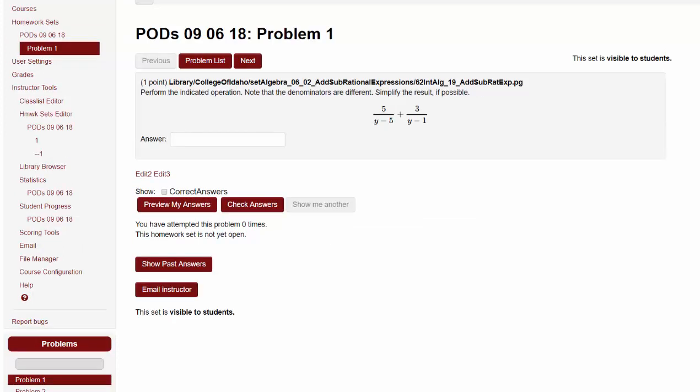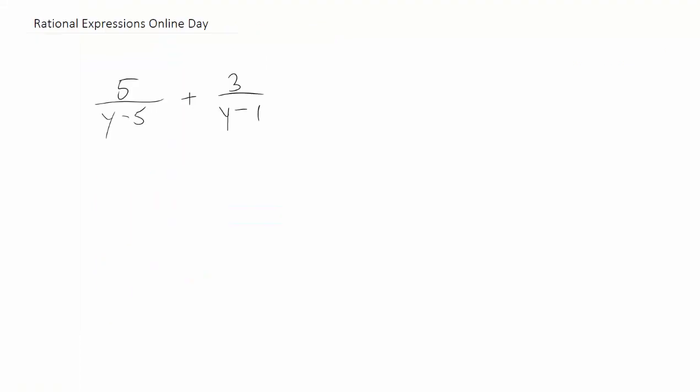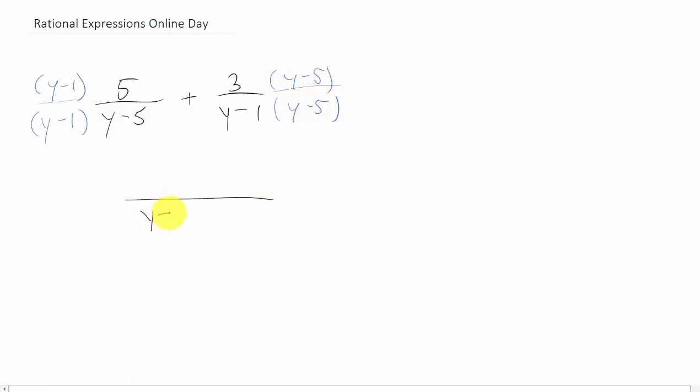Problem 1, here we go. Perform the indicated operation. We're going to combine these two rational expressions into one. In order to do that, we are going to find a common denominator, which means multiplying the first rational expression by y minus 1 over y minus 1, and the second rational expression by y minus 5 over y minus 5. That gives us a common denominator, and we can combine the two expressions into one.